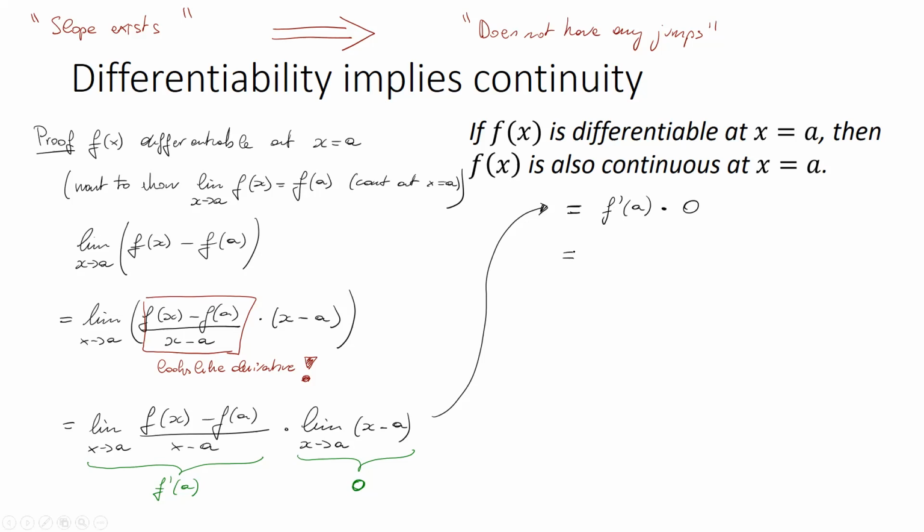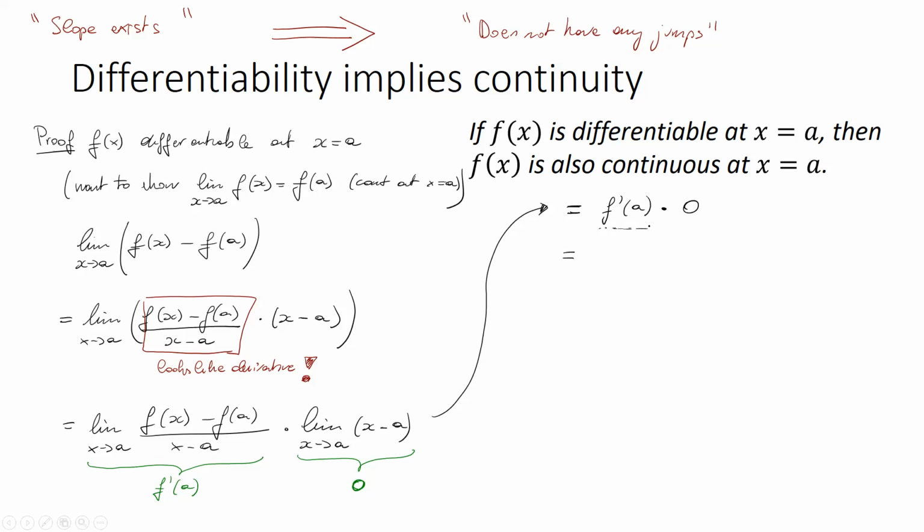And now you're going to say, that's 0, right? I'm multiplying something with 0, so the result is always 0. Not so fast. That is true if the thing that you're multiplying with is a number. But are we sure that f prime of a is a number? That is not always true.